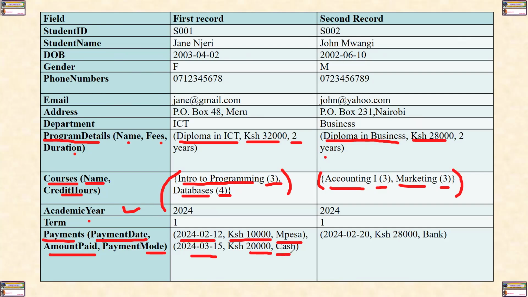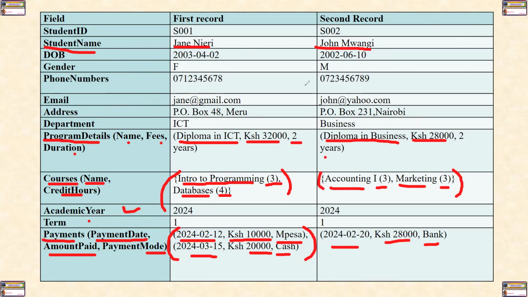So this is a lot of information, my dear students and the rest of the viewers, that is clustered together under the same field. And then for John, we have 28,000 being paid on 20th February 2024 through the bank. So my dear students and the rest of the learners, these are some of the areas of our concern. And that is why this table is said to be unnormalized.